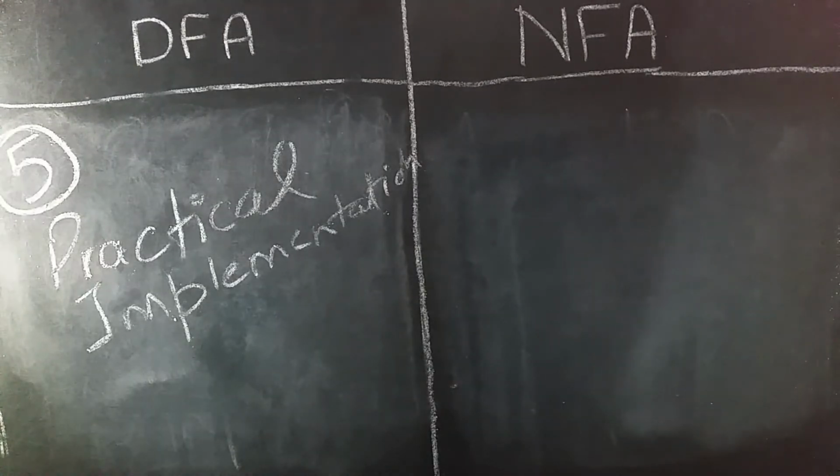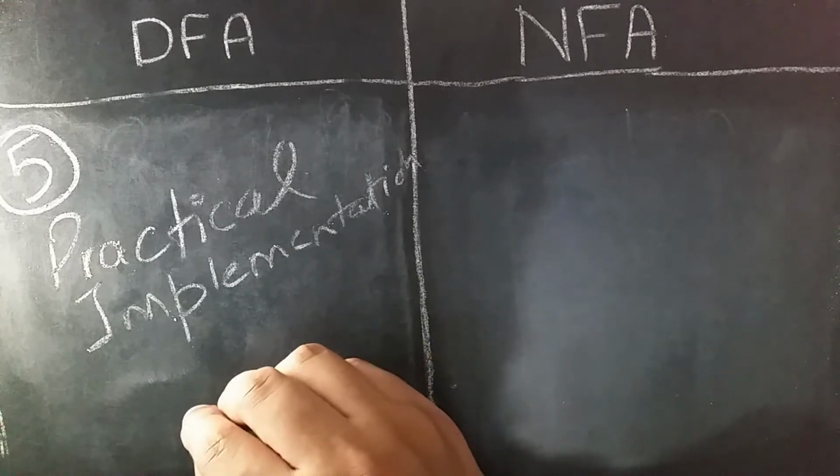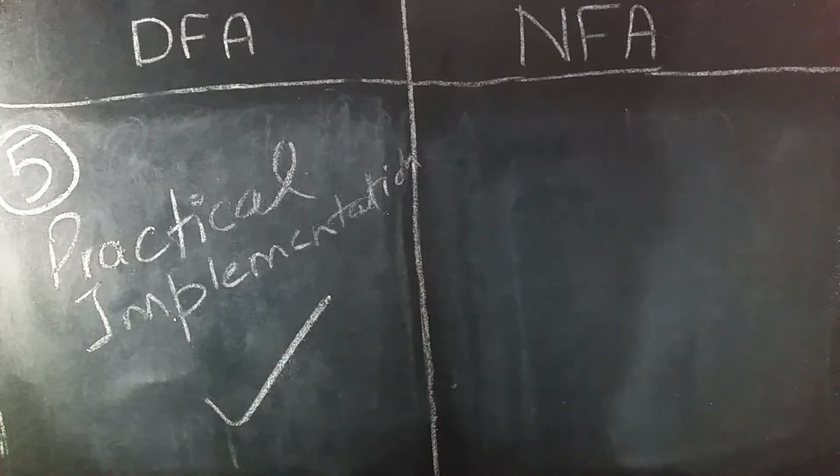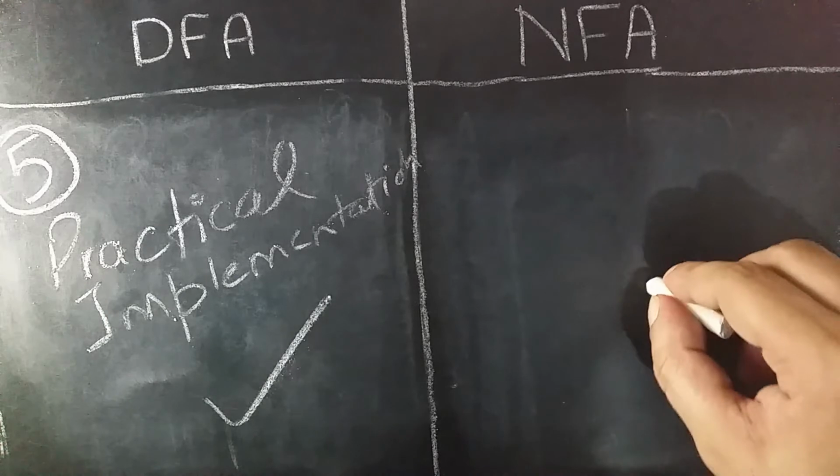The next difference between DFA and NFA is based on practical implementation. Now DFA is understood as one single machine. It is very deterministic in nature, which computers are very good at. So practical implementation of DFA is possible, whereas in the case of NFA, practical implementation is not possible.